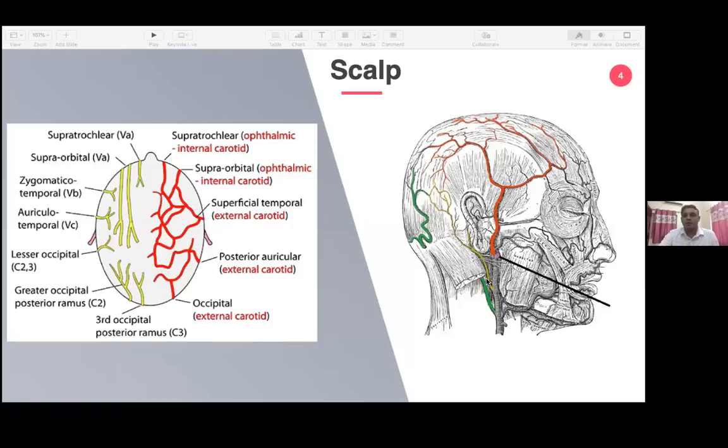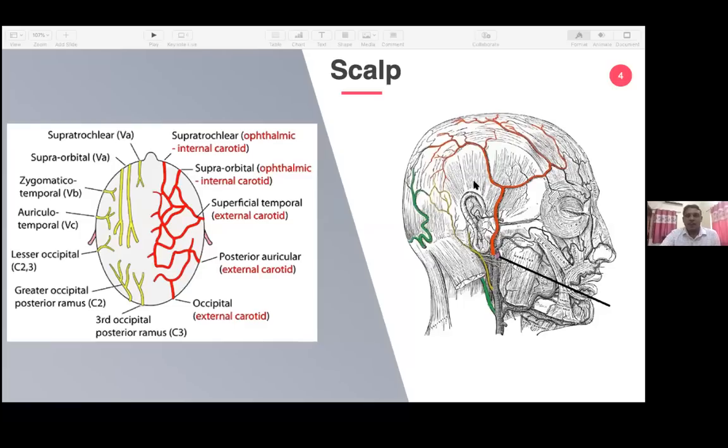Now, here, once again, we see the external carotid system. This is the superficial temporal artery, and this is the area which is being supplied by the superficial temporal artery. This yellow colored structure which is drawn here is the post-auricular artery. Post means posterior; posterior to the auricle is postauricular, which is a branch of the external carotid system. And the one in green is the occipital artery.